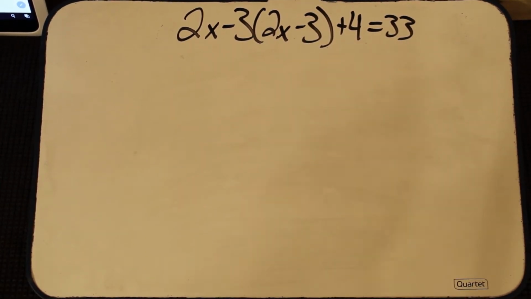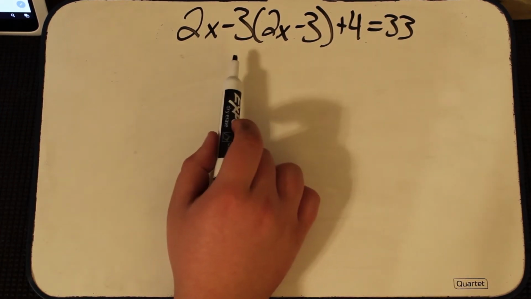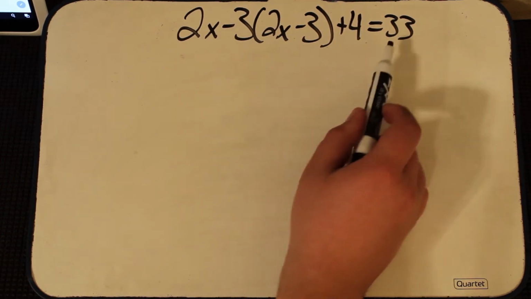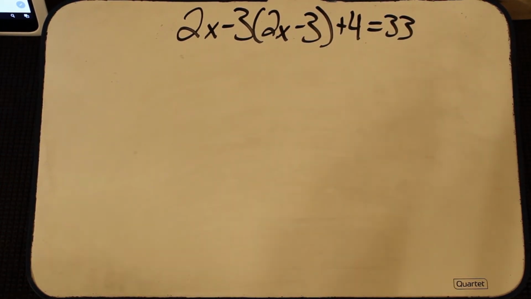Now, let's look at something that's a little more involved, something that puts together all the steps that we had before. So I have the equation 2x minus 3 times the quantity 2x minus 3 plus 4 equals 33. There's a lot going on there. So let's take this apart, break it down, and work it out.